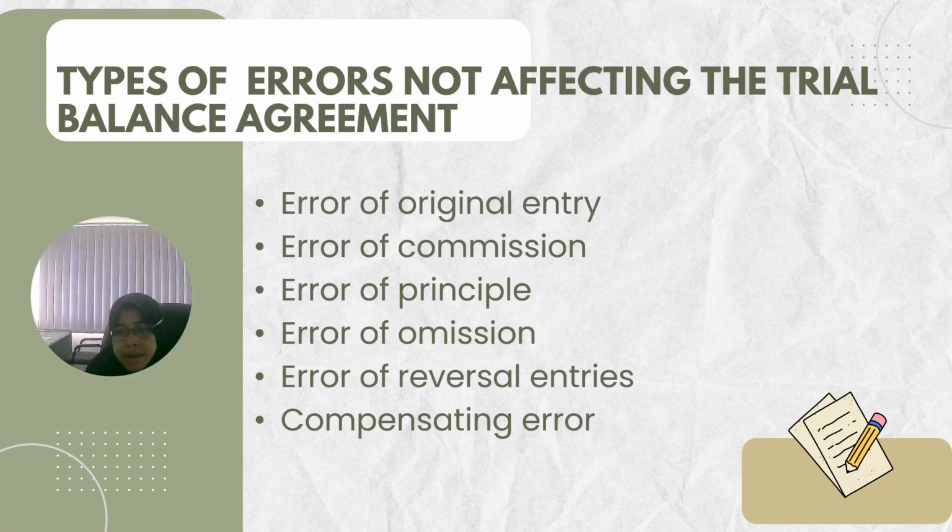Now we are going to learn about the types of errors not affecting the trial balance agreements. There are six of them. Firstly, we have errors of original entry, errors of commission, errors of principle, errors of omission, errors of reversal entries, and we have compensating errors.